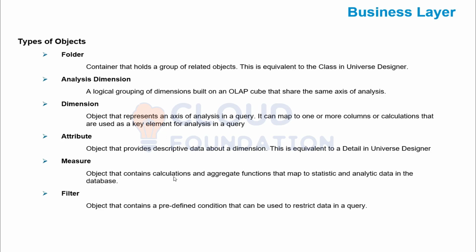A measure is an object that contains calculation and aggregate functions that map to statistic and analytic data in the database. An attribute gives descriptive information about some dimension. So we will have detailed information about dimensions using attributes. This is equivalent to a detail in Universe Designer. In Web Intelligence, we have an object type called detail. So it is data about the dimensions. If we have a name and it is split into first name and last name, then we can create a detail or attribute like that.